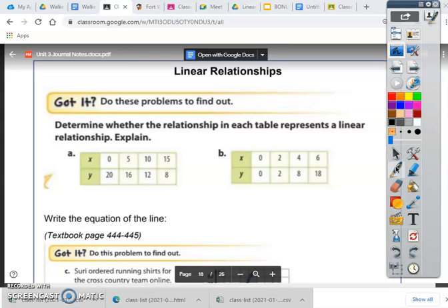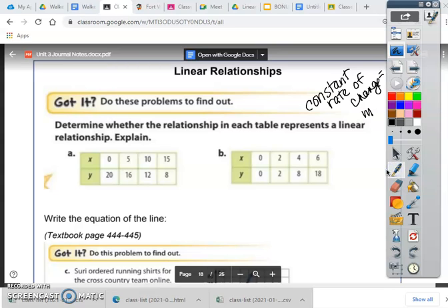This says determine whether the relationship in each table represents a linear relationship. If it represents a linear relationship, then we can write an equation for it. Okay? So remember, if it's linear, it will have a constant rate of change. And remember, constant rate of change is always m. M is slope. Okay? Same thing. All those things mean the same thing. M is constant rate of change. M is slope.